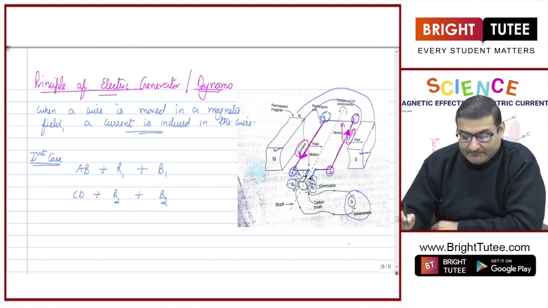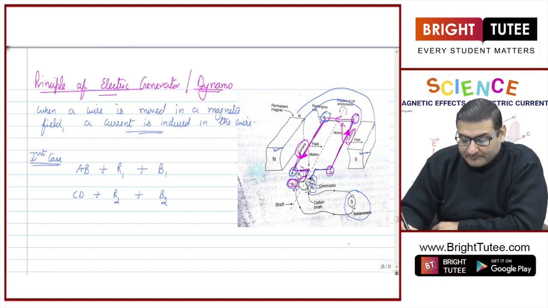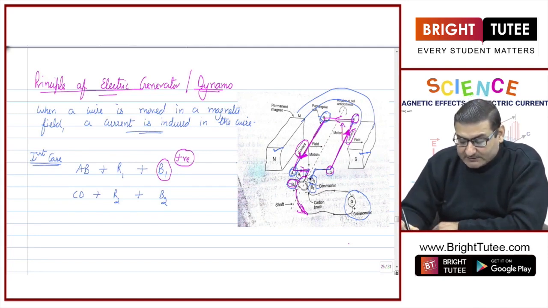Now please try to relate this D to C. If the current is going in this direction, it will go D to C, then to B, and then to A. From this A, it will come to this split ring R1. This split ring R1 is attached with this B1. So from this carbon brush B1, the current is going in this direction. So the B1, which was with AB and R1, is positively charged now. It will have the positive charge.